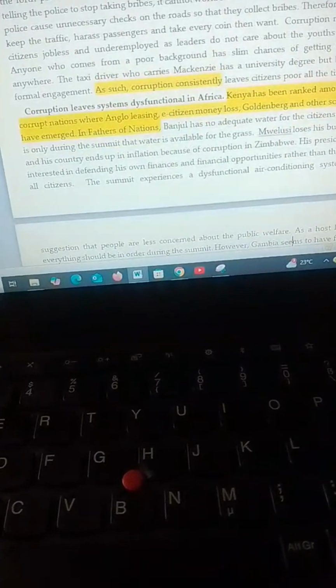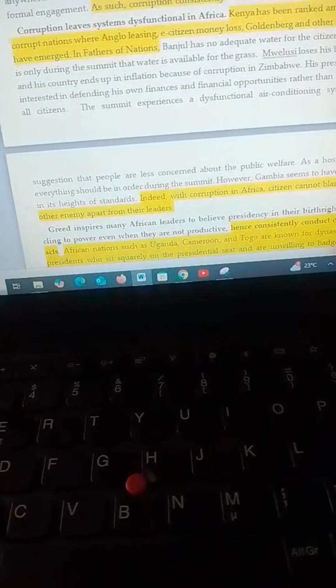Paragraph 3. Then paragraph 4. And conclusion.